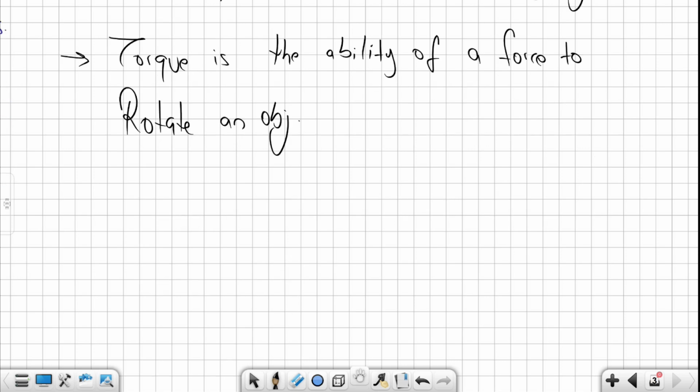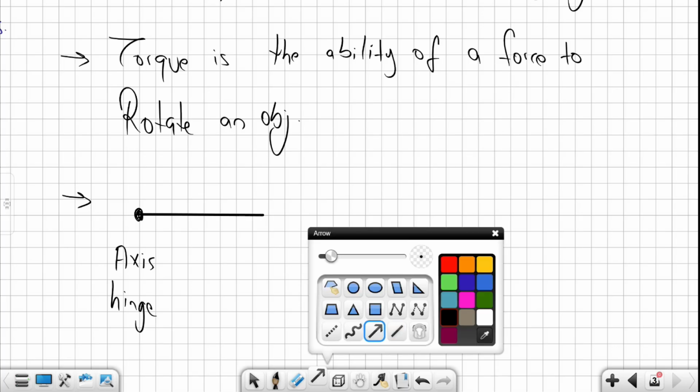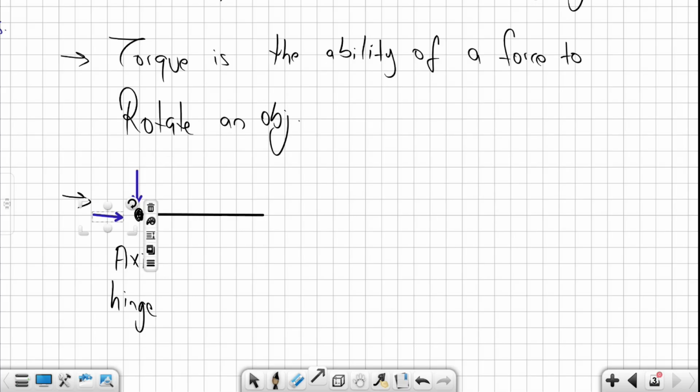To have rotation, the first thing that we need is an axis of rotation, then we need a force. Let's have some examples and let's see if we have a torque or not. Let's say this is a door or a window, and this is the hinge or the axis of rotation. If we apply multiple forces on the hinge, will you be able to open that door? Of course not. So the torque here will be equal to 0.